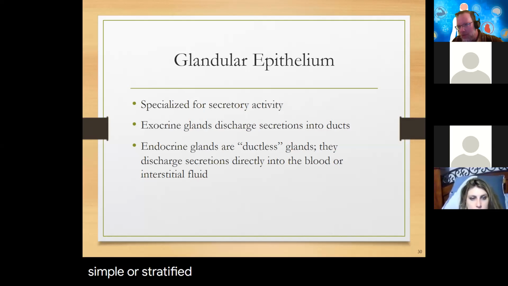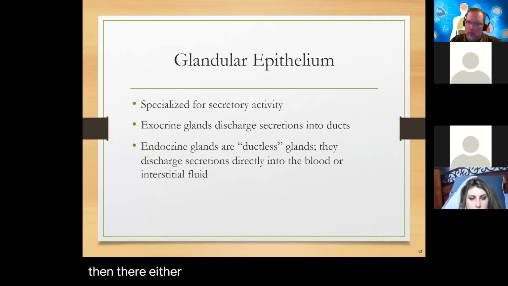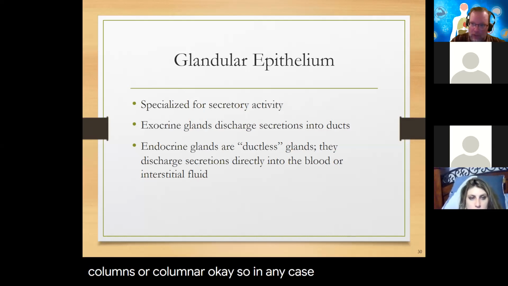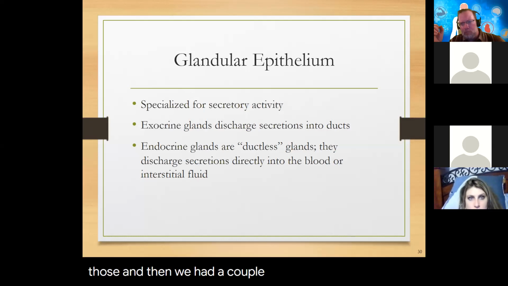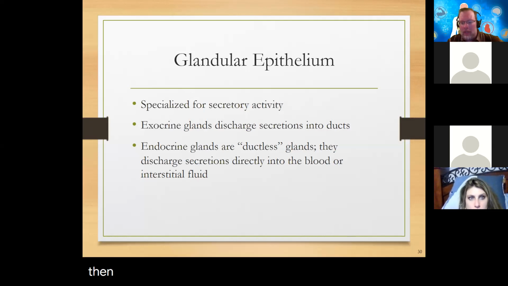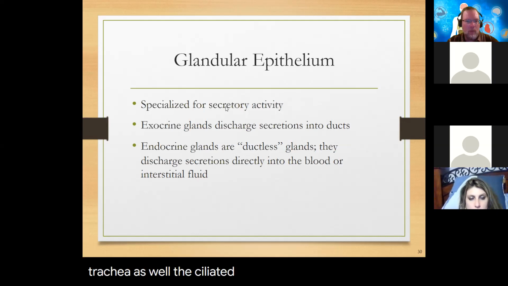It could be pseudostratified in one instance, but simple is one layer, stratified is many layers. And then they're either flat or squamous, cubed or cuboidal, columns or columnar. So any kind of combination of those. And then we had a couple oddballs: transitional, which just changes its thickness. Think of the bladder with that. And then pseudostratified columnar, which we find certainly in the upper respiratory tract and a little bit down into the trachea as well. The ciliated epithelium with goblet cells.